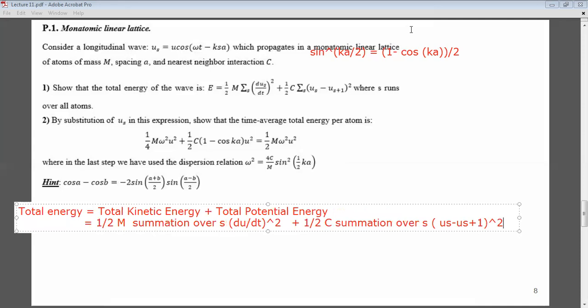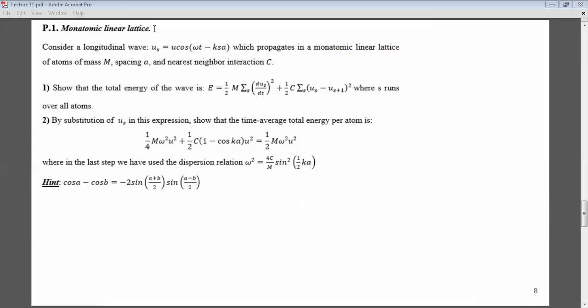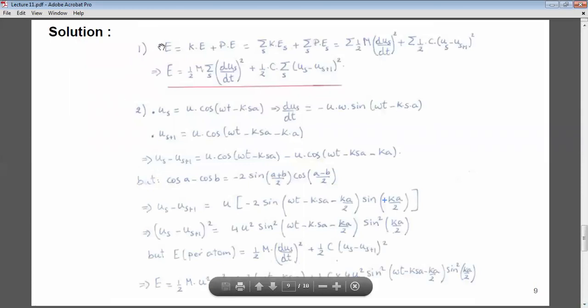You can see it clearly here in the solution. So we will start, energy is kinetic energy plus potential energy. This is summation over S of kinetic energy plus summation over S of potential energy, which is summation over S of half m dus by dt squared plus summation of half c us minus us plus 1 squared. The m is constant, the half is constant, they come outside the summation, so I will have half m summation dus by dt squared. The c is constant, the half is constant, they come outside, and I get this thing. So I prove the first part.